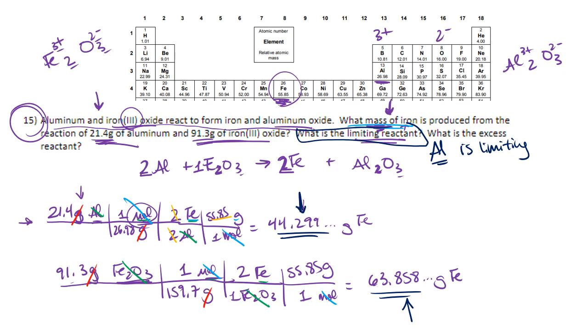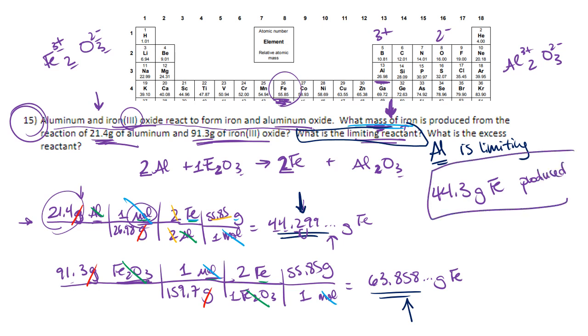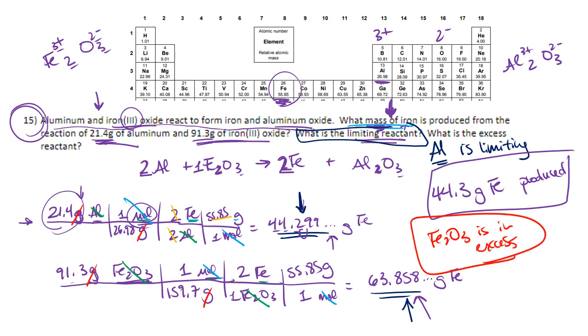So now we're going to go ahead and come back and check sig figs here. I get to keep 1, 2, 3, 1, 2, 3. That 9 is going to turn that 2 into a 3. And so my final answer for what mass of iron is produced, 44.3 grams of iron can be produced. And then my excess is going to be not the aluminum, but the iron 3 oxide, because it can make more iron. And so final piece of the question, Fe2O3 is in excess. Good? Good.